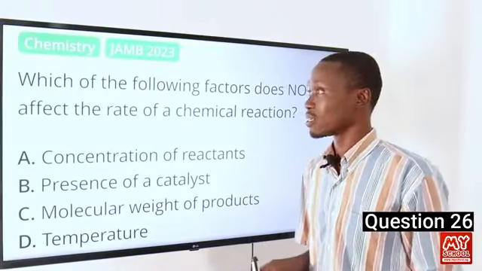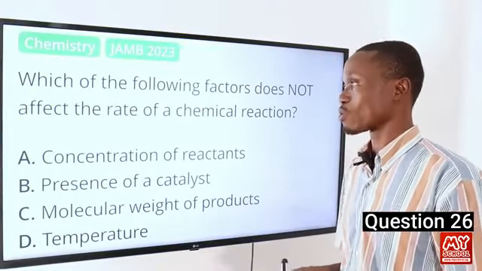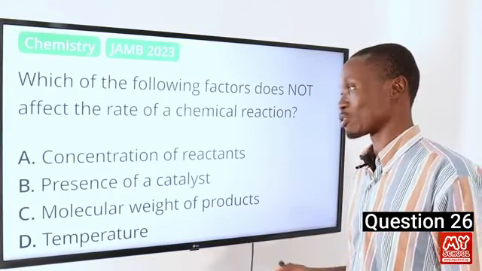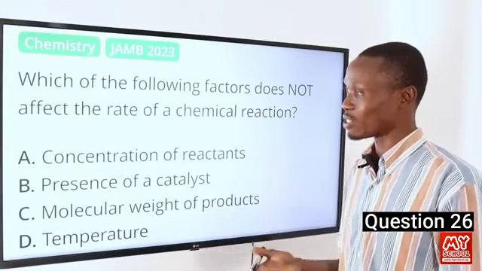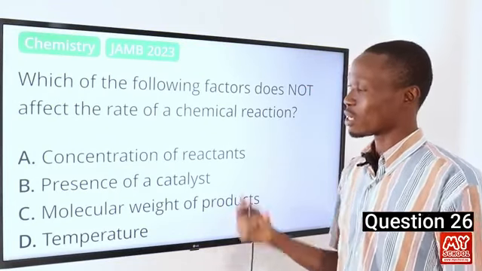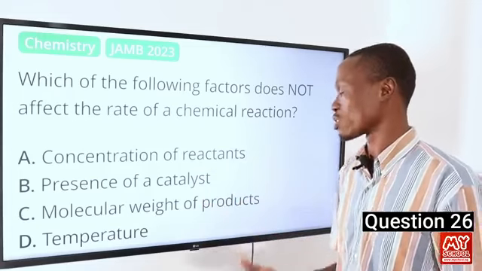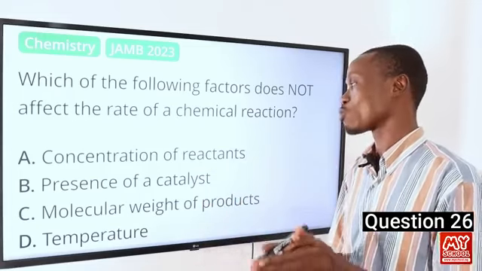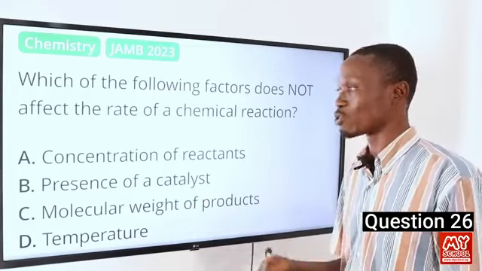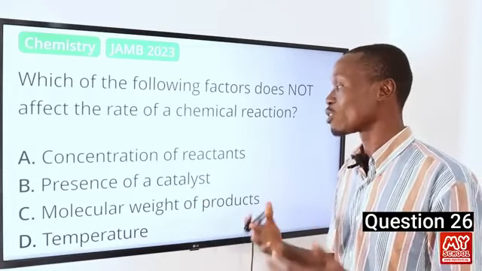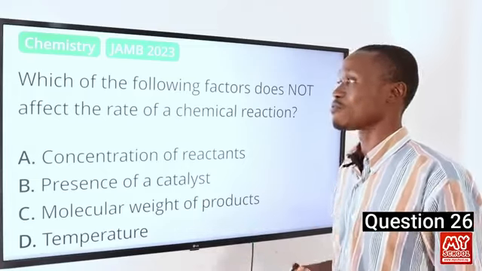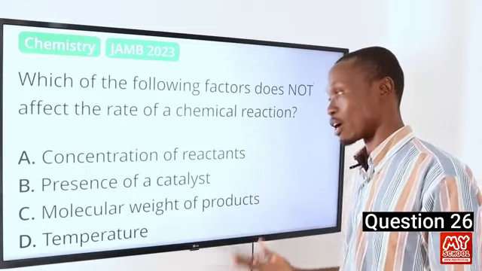Question 26. Which of the following factors does not affect the rate of a chemical reaction? We have a lot of factors that affect the rate of a chemical reaction, so let's start with option A. Option A, concentration of reactant. Yes, concentration of reactant actually affects the rate of a chemical reaction. In fact, the higher the concentration of the reactant, the faster the rate of the chemical reaction.